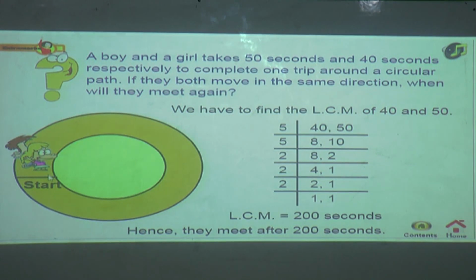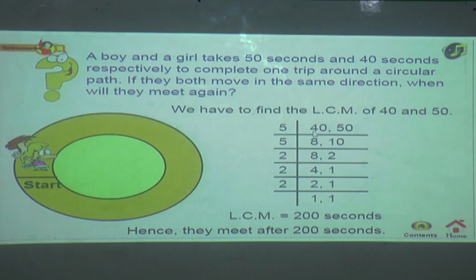Okay, so if they are moving in the same direction in this circular path, when will they meet again? At what time or after how many seconds will they meet again? To find when they will meet again, we have to find the LCM of 50 and 40. So let us find the LCM of 40 and 50.